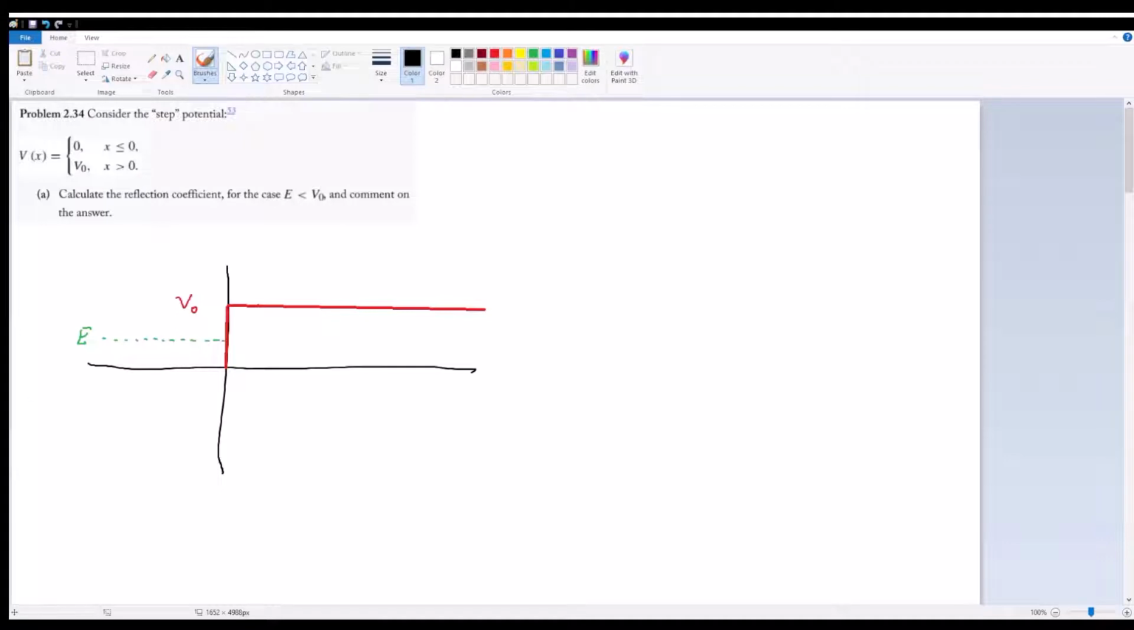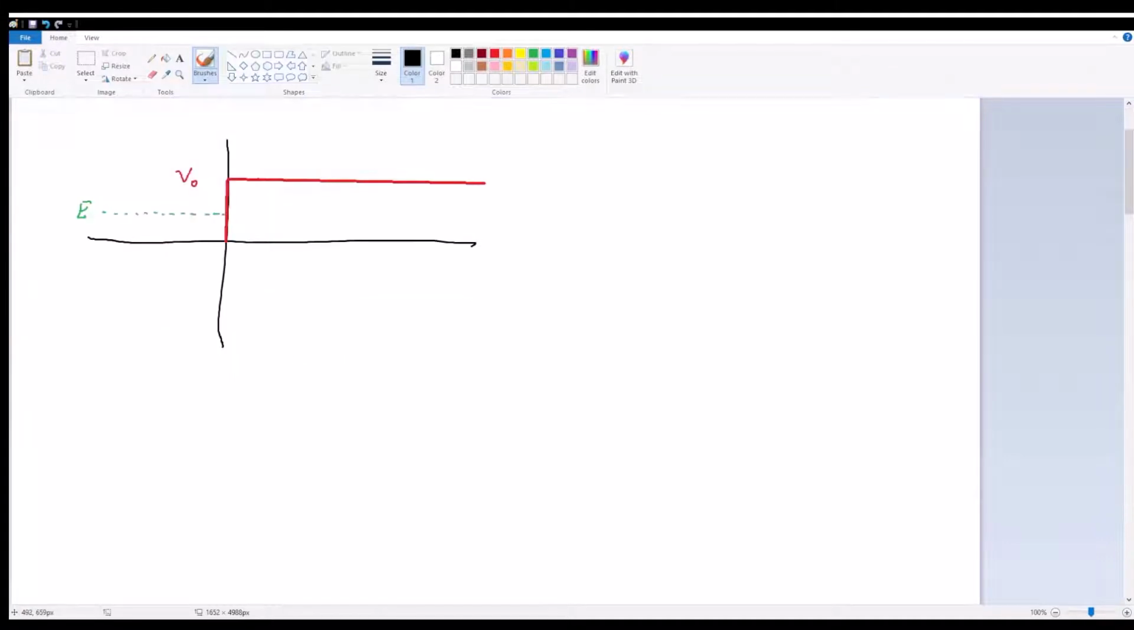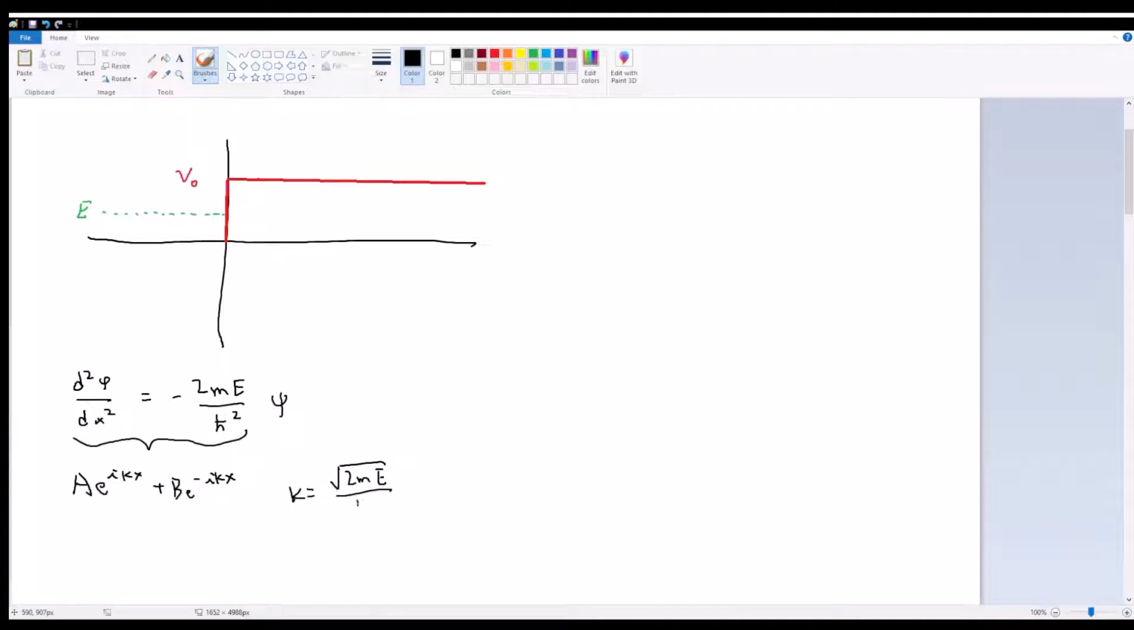So immediately, we should see that there's basically just two different sets of Schrodinger equations here. To the left, we have d2 psi by dx squared is equal to negative 2mE divided by h bar squared times psi, and we've done this many times before over the course of this chapter. This is just the free particle solution, A e to the ikx plus B e to the negative ikx, where k is going to equal the square root of 2mE divided by h bar.